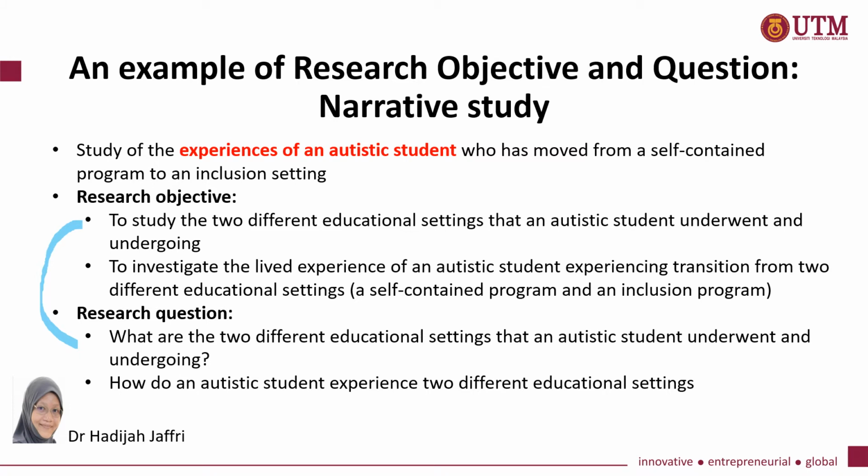Okay? Number one, to study the two different educational settings as the objective, and the research question is looking at what are the two different educational settings that an autistic student underwent and is going through. The second research objective is looking at the lived experience of an autistic student. So the research question is, how does an autistic student experience two different educational settings?